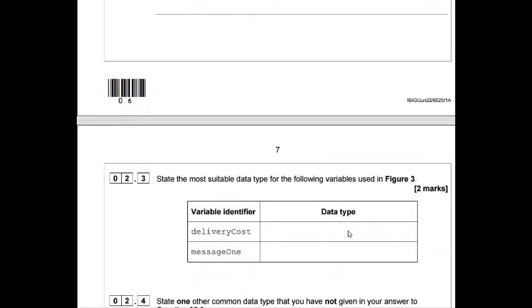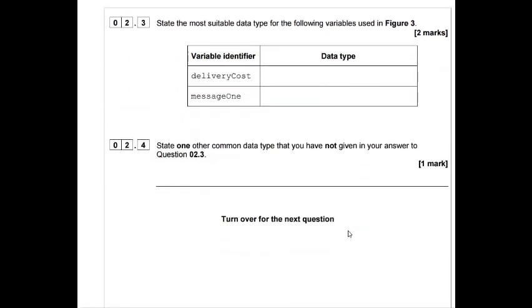Moving on. So we need to state how many possible values the result of the comparison delivery price could have in the algorithm figure 3. It's just going to be 2. You could write it in letters, or you could write the number 2. Don't need to spend much time on that one.